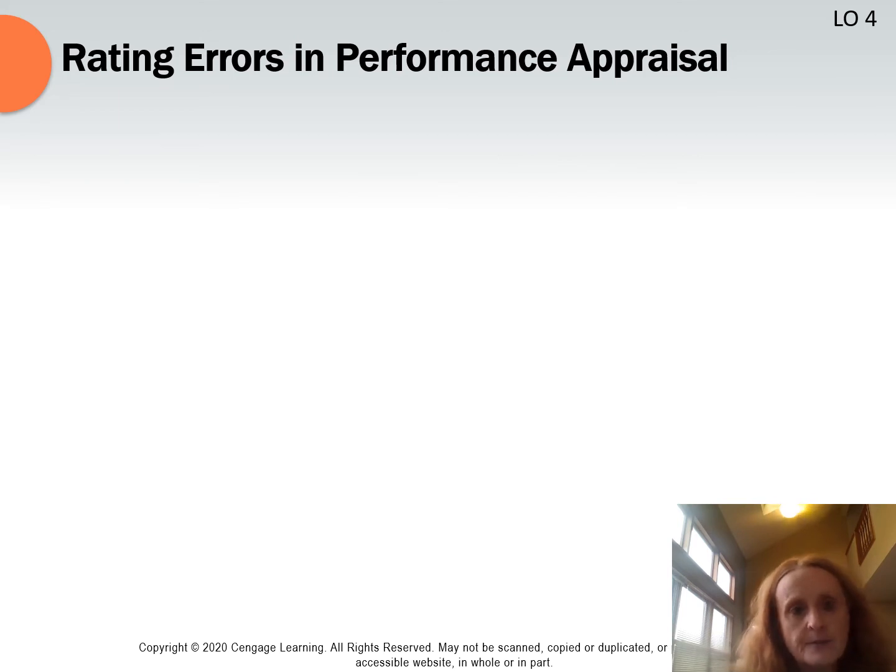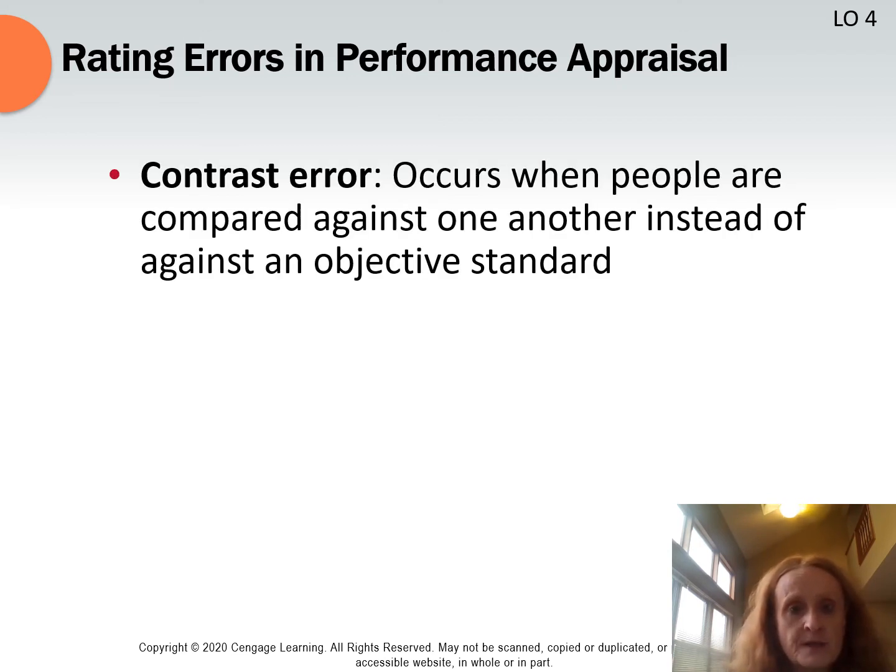Okay, so there can be rating errors in performance appraisal that we need to be aware of. One of those would be a contrast error. This occurs when people are compared against one another instead of against an objective standard. So like I mentioned before, we have to be careful about this in performance appraisals. You don't look at each other, you look at the standard that you defined for that job that you're rating the performance of that employee for. And that's what you're doing instead of having a contrast error occur.